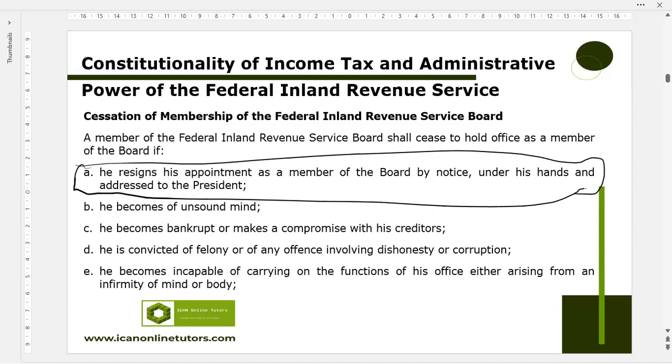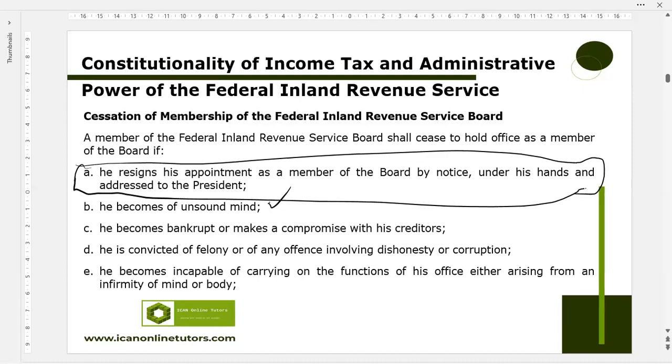Now, what disqualifies a member of the Federal Inland Revenue Service Board from continuing to be a member? One is when he is not of sound mind, someone that cannot regain his consciousness. Another is when he becomes bankrupt or makes a compromise with his creditors. You can't put someone like that on the board. So who is he or she representing? It will affect the board, it will affect the decisions they'll be making. So where is that integrity coming from?